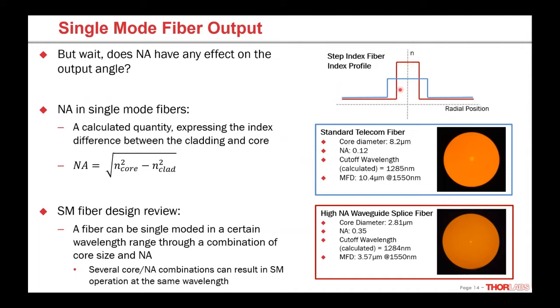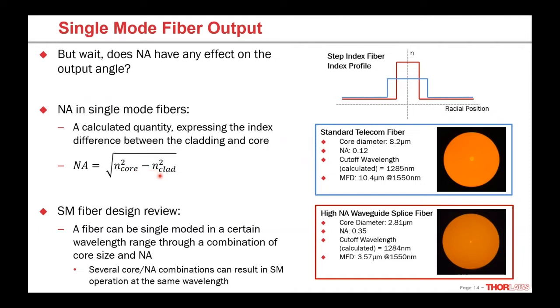That's this kind of Y displacement here. And then the core, of course, also has a diameter. So that's what we see here in the index profile. This is like looking across the fiber. And if we want a fiber to be single mode in a certain wavelength range, we can choose a number of different index differences and core diameters to make that happen. That index difference is what we would express from a fiber designer's point of view as the NA. So that's what we see in this equation here. NA expresses the difference between the core and the clad index.